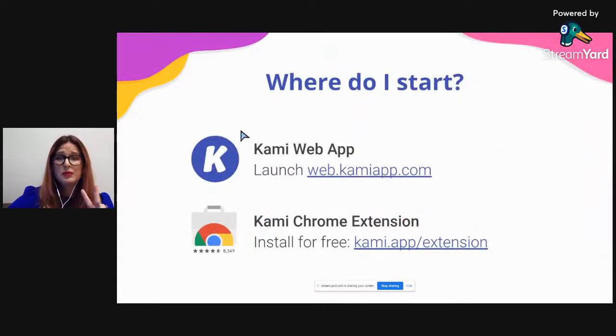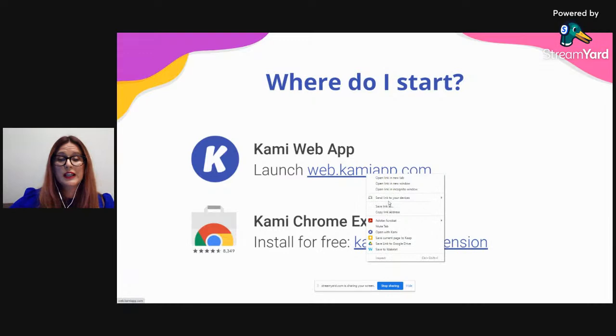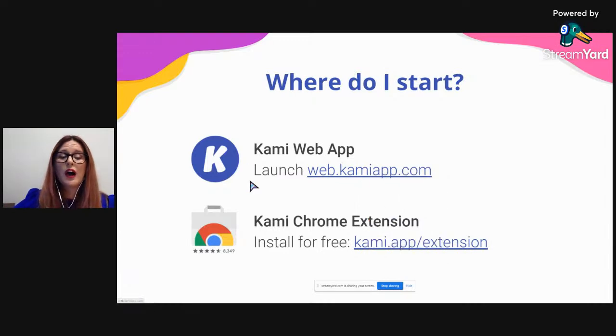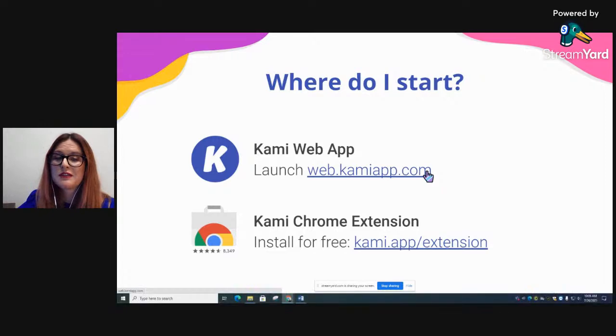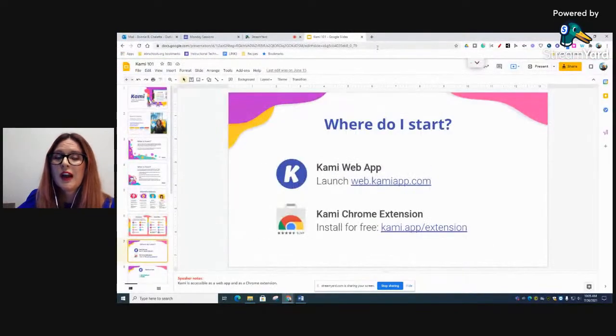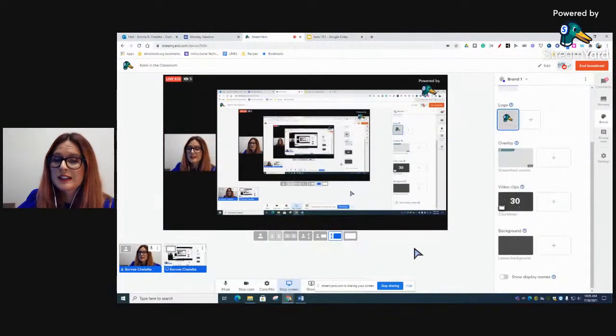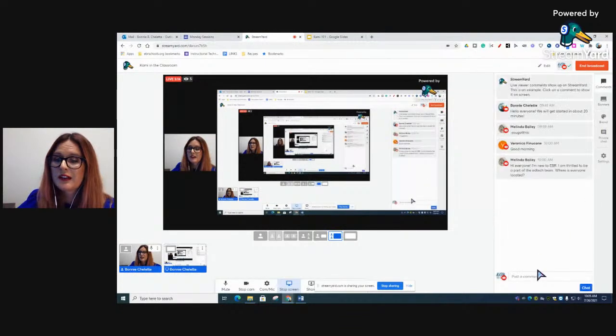So you can find it at two places. And once again, I'll put this in the description, and I can drop this link in the chat as well. You can launch it at web.camiapp.com, or you can add the extension. Personally, I'm a big extension fan, as you can tell right here. I'm going to drop this in the chat.